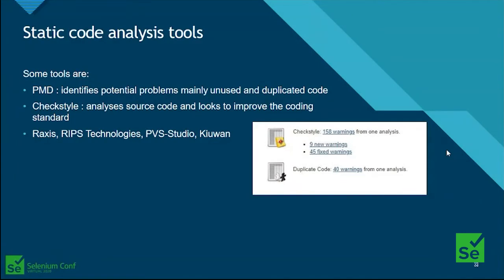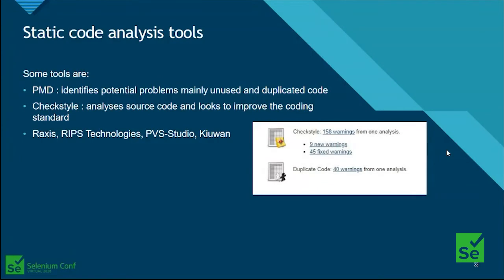The next tool is Checkstyle. It analyzes source code and looks to improve the coding standard by traversing the simple AST generated by Checkstyle. It verifies the source code for coding conventions like headers, imports, whitespace, formatting, etc. In the same image, you can see Checkstyle providing 158 warnings, out of which 9 are new ones and 45 are fixed ones.